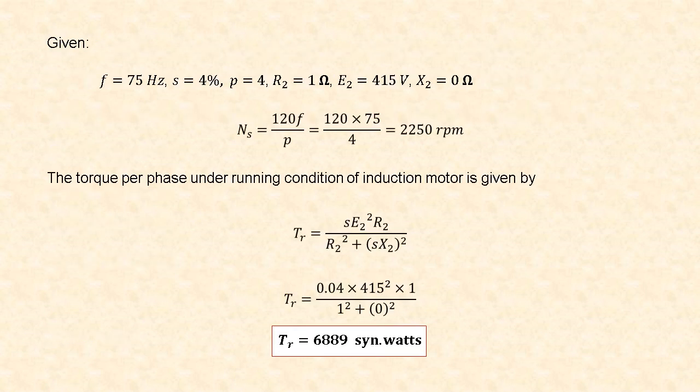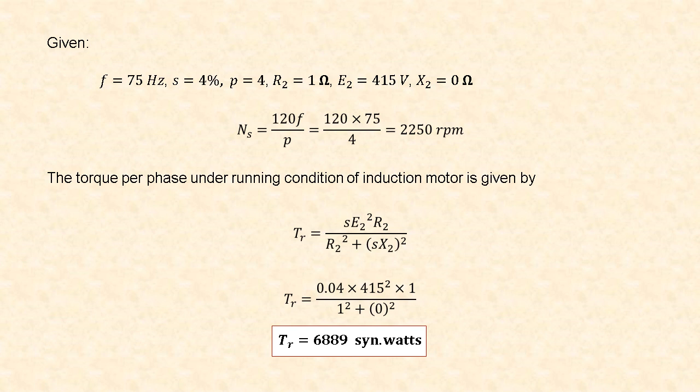In the question they have given frequency is equal to 75 Hz, slip is equal to 4%, number of poles is equal to 4, rotor resistance is equal to 1 ohm, E2 that is operating voltage is equal to 415 volt and X2 is equal to 0, that is rotor reactance is equal to 0 ohm. Now the synchronous speed can be found by using the formula 120 F by P. F is equal to 75 Hz and P is equal to 4.